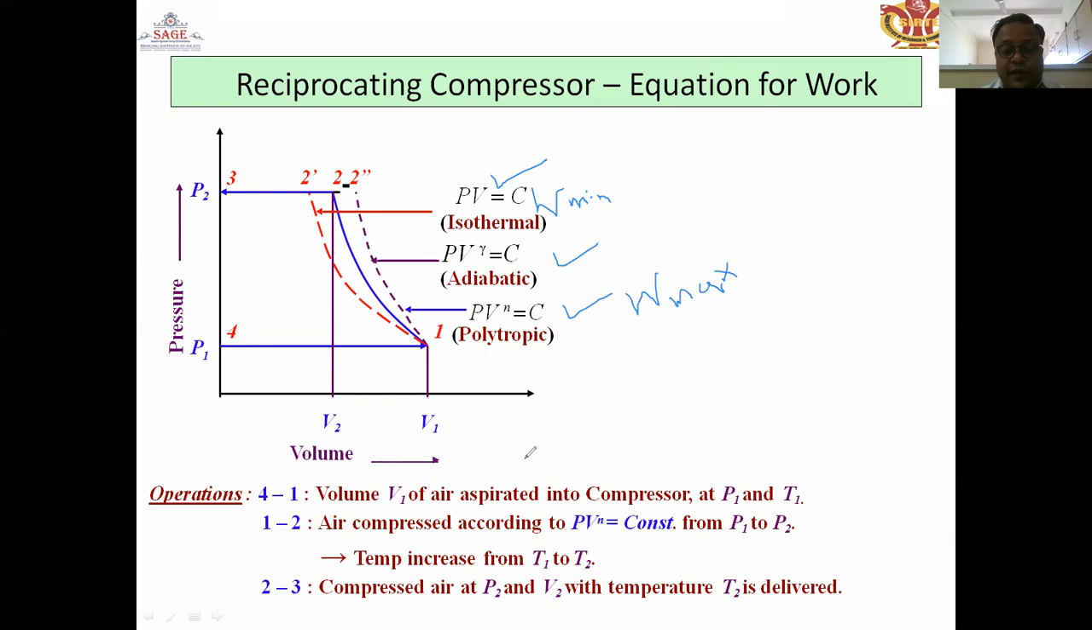Volume V1 of the air is aspired into the compressor at P1 and T1. The pressure and temperature limits are given. 1 to 2 is the air compressed according to PV^n = C, where the pressure will be built up and the temperature is also increased. 2 to 3 is the compressed air at P2 and V2 with temperature T2 being delivered. There will be a chance that the temperature T2 is more than T1.